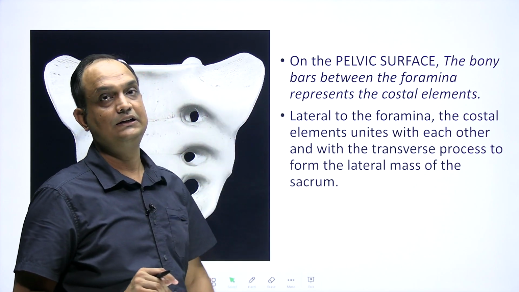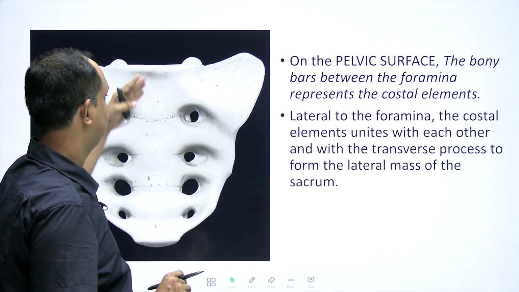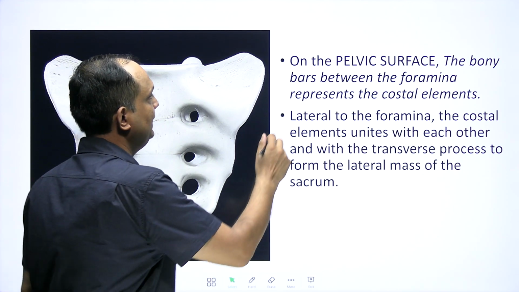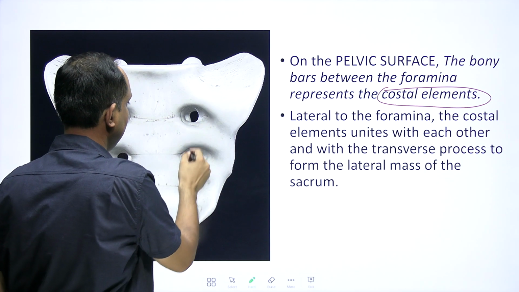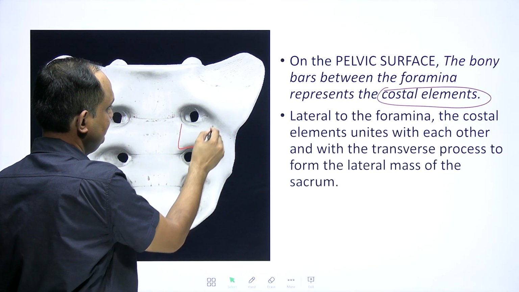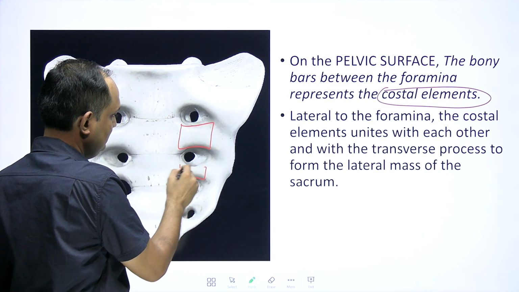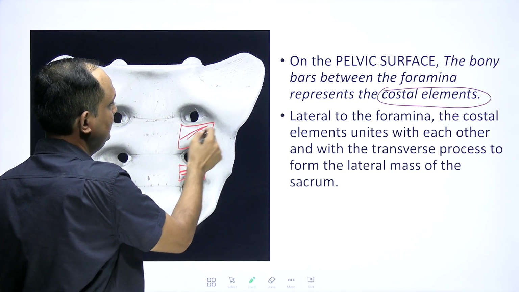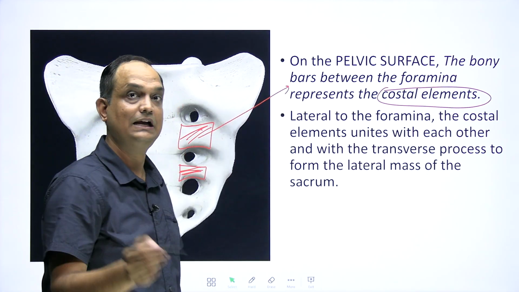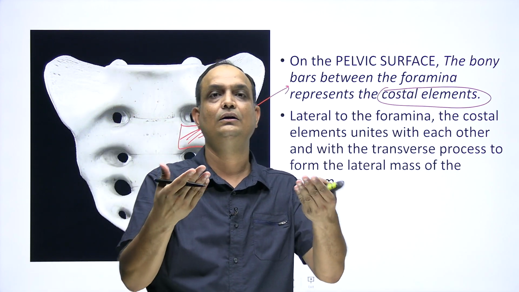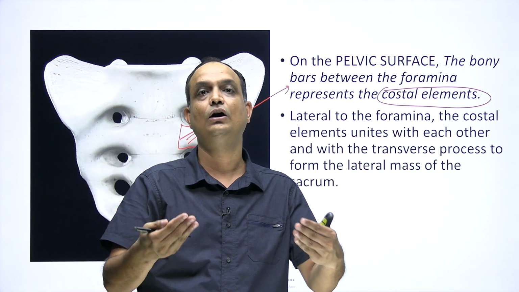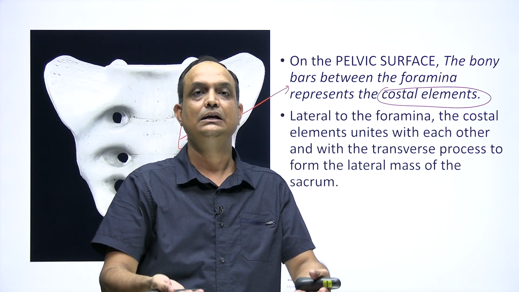On the pelvic surface, if you see, this is the pelvic surface of the sacrum. The bony bars between the foramina represent the costal element. So these are the bony bars on the pelvic surface, and these bony bars represent the costal element. As I already told you, costal elements are always present on the anterior side of the transverse element. Why?